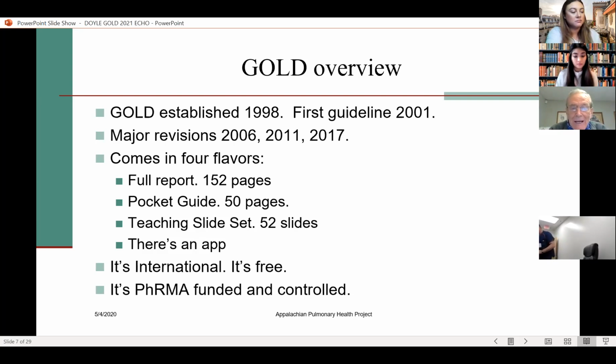Then there's a pocket guide, which is 50 pages, which you can print off as a PDF. Some of you know that the COPD Foundation has a little trifold laminated card that you can put in your pocket, and that's a really good thing. And I wish there was a little trifold laminated card for GOLD, but to my knowledge, there isn't. Because pretty much not many people are going to read the full report.